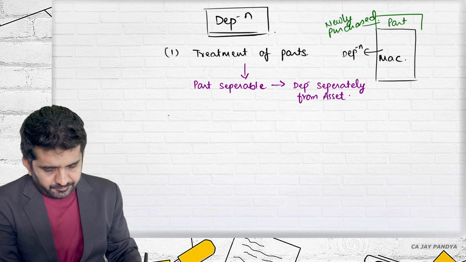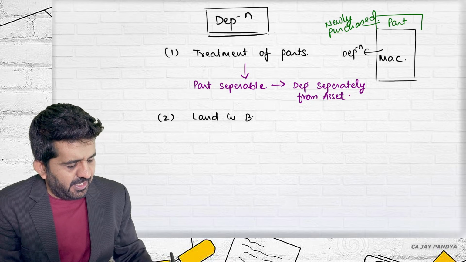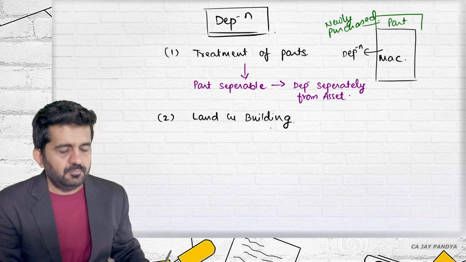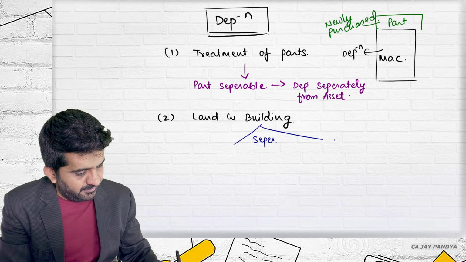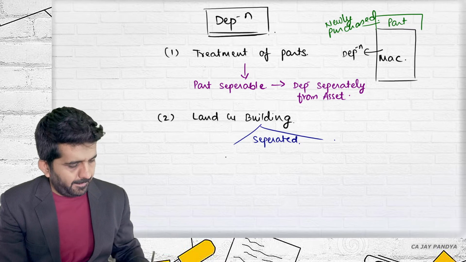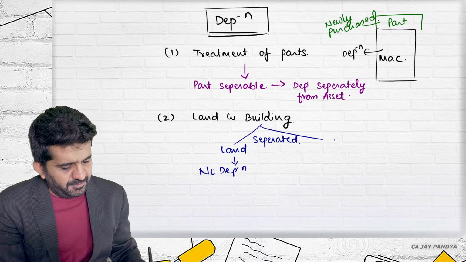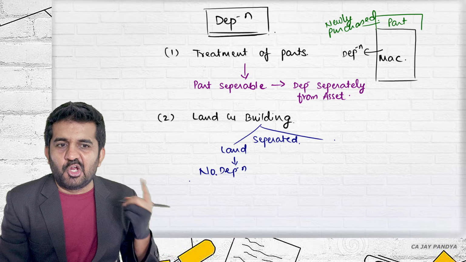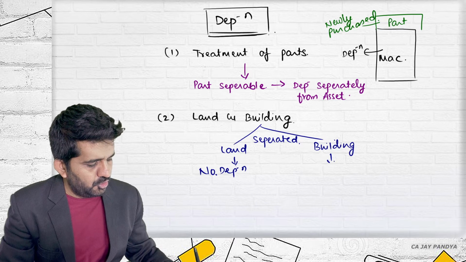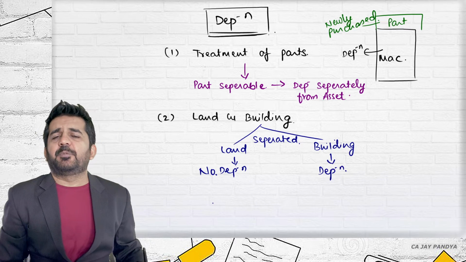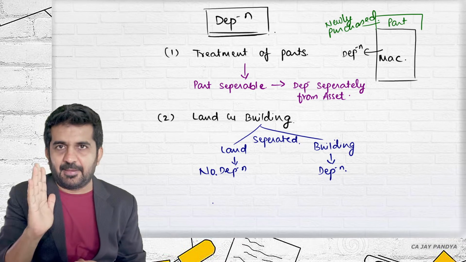Number 2. There are two assets or combined assets, land and building. What is the rule? The rule says it should be separated. Land, practically no depreciation. We all know land is not a depreciable asset. And building should be depreciated as per the relevant method and relevant rate. Now concentrate, sometimes this happens.